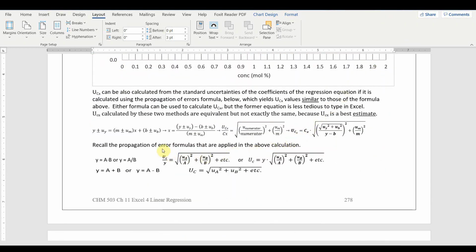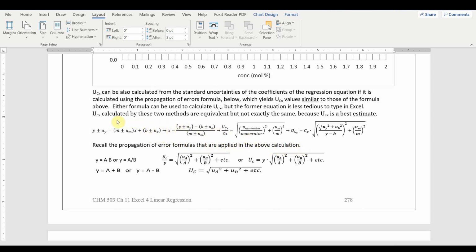And so to calculate the most probable uncertainty, or the standard uncertainty, at the 68% confidence level for a forecasted value of x, here's the formula we would use. y plus or minus the uncertainty of y, which also is obtained by LINEST, that's your uR, the standard error of the regression, is equal to m plus or minus the standard uncertainty of the slope times x plus b, the intercept, plus or minus its standard uncertainty. But these have to be combined in the manner of the propagation of error formulas that we have looked at in previous courses in the program.